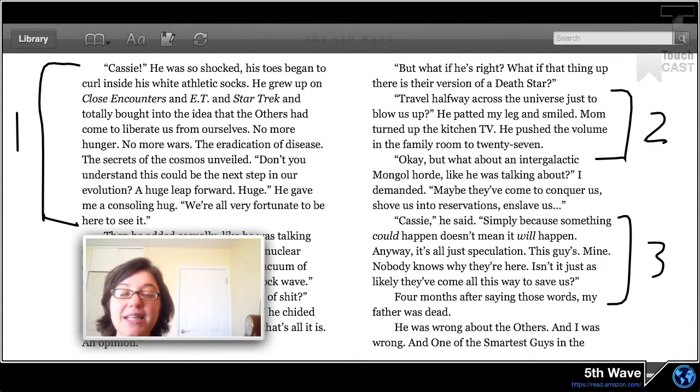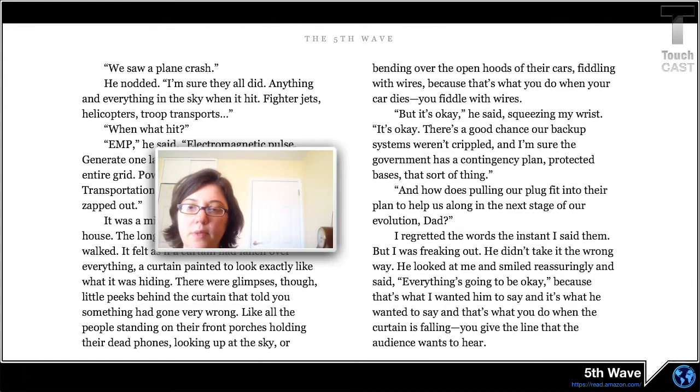And here's our last example. Again, read it, decide if it's direct or indirect characterization, and then tell me what you think it means. Okay, spoiler alert, this is from chapter 6, and they have just had a terrible disaster, and I'm not going to tell you exactly what the terrible disaster is, but I am going to show you another piece of Cassie's dad and what he says.